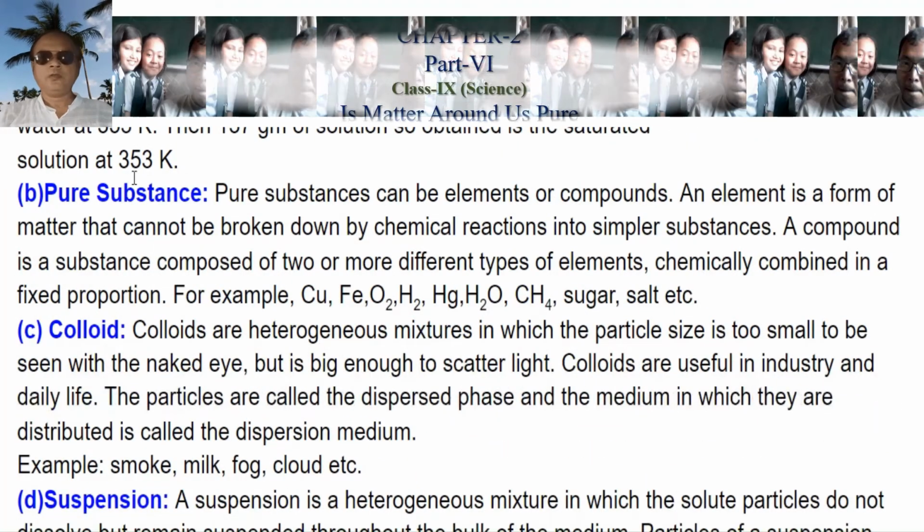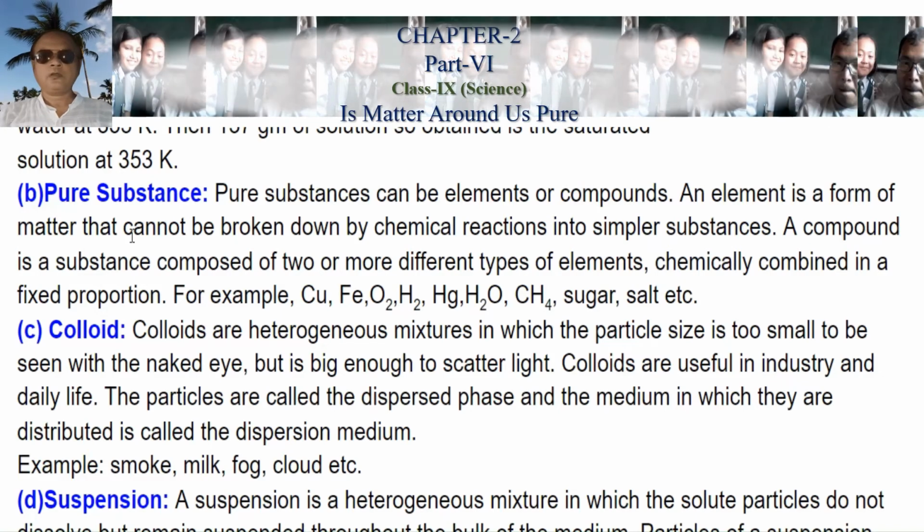Now what is the pure substance? Pure substances are mainly of two types, that is elements or compounds. An element is a form of matter that cannot be broken down by chemical reaction into simpler substances. Okay, a compound is a substance composed of two or more different types of elements chemically combined in fixed proportion.